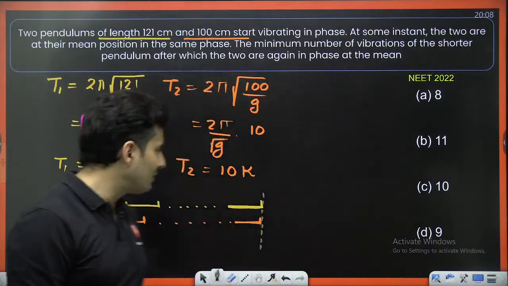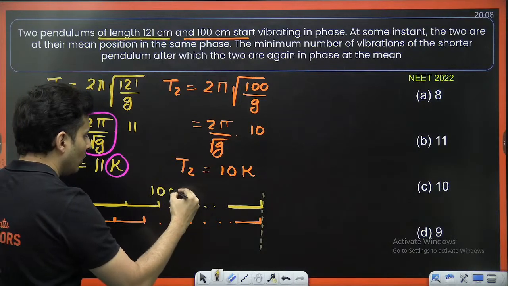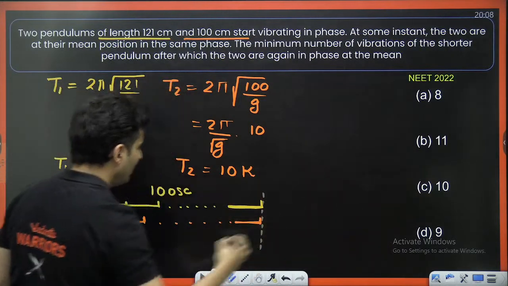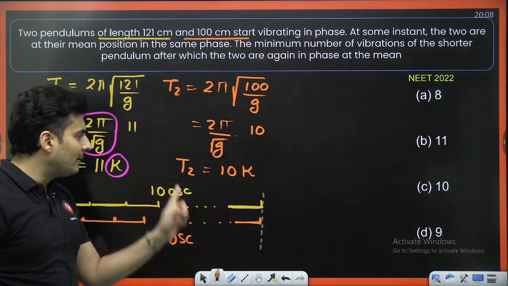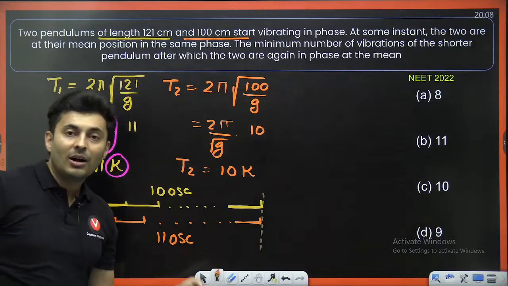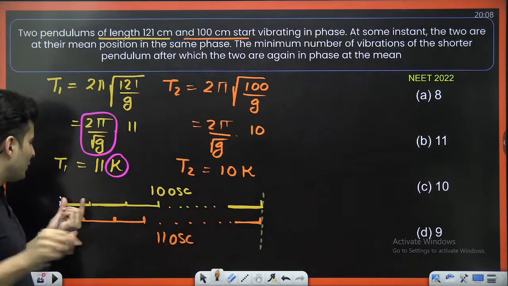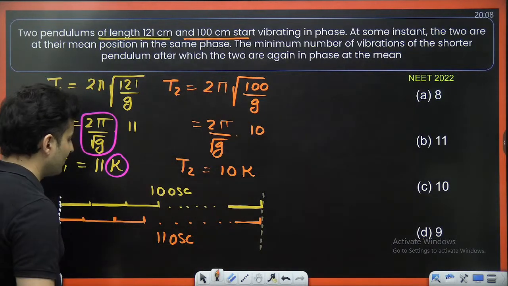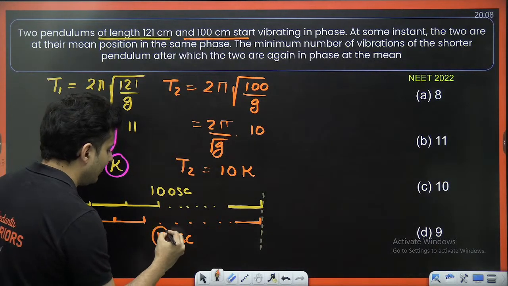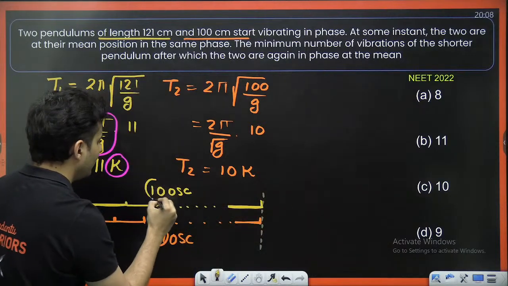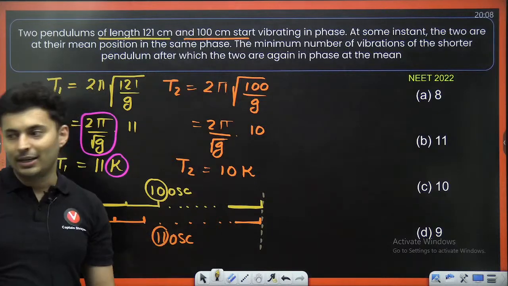So how many oscillations of this and how many oscillations of this? Obviously for this one you would need only 10 oscillations, and for this one you would need 11 oscillations, because the LCM of 10 and 11 is 110. So 11k, 10 times, 10k, 11 times. So the shorter one 11 times, the longer one 10 times.